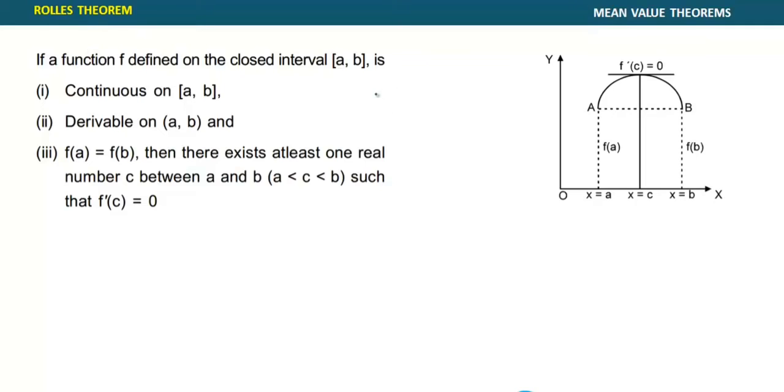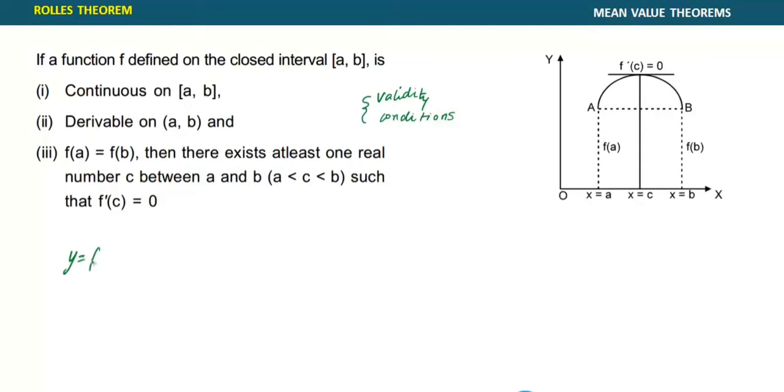For Rolle's theorem, you have three conditions which are known as its validity conditions. Why am I calling them validity conditions? Because if any of the three is not valid, you will not be able to apply Rolle's theorem. That is the reason I call them validity conditions. So what is the condition?